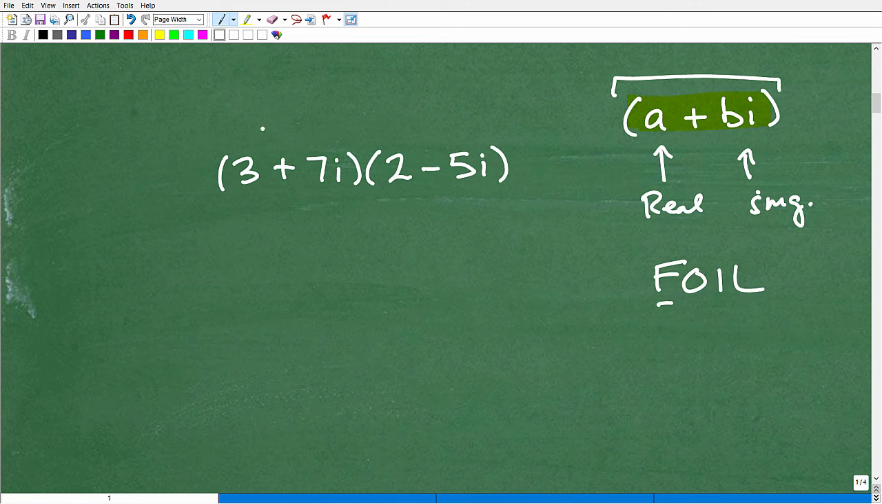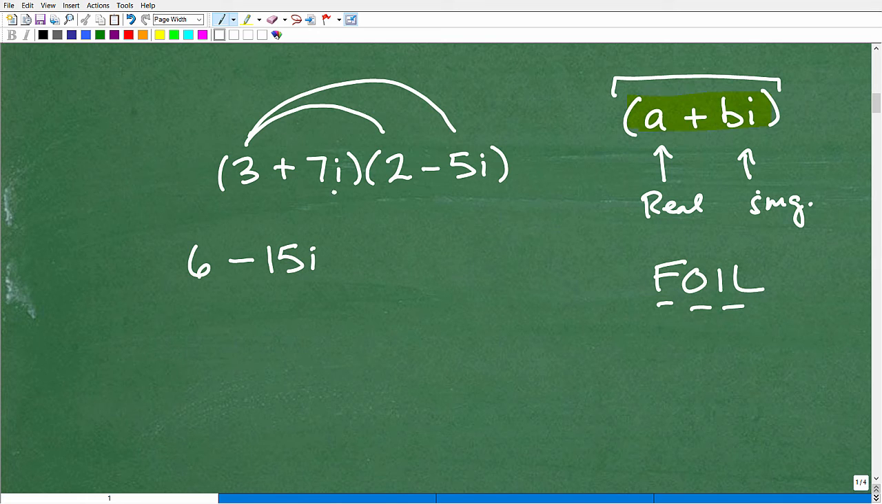So we'll start off with the first. So 3 times 2 is 6. All right, that's pretty easy. So let's do the outer. So that's going to be 3 times negative 5i. So that's just going to be negative 15i. Okay, no big deal.